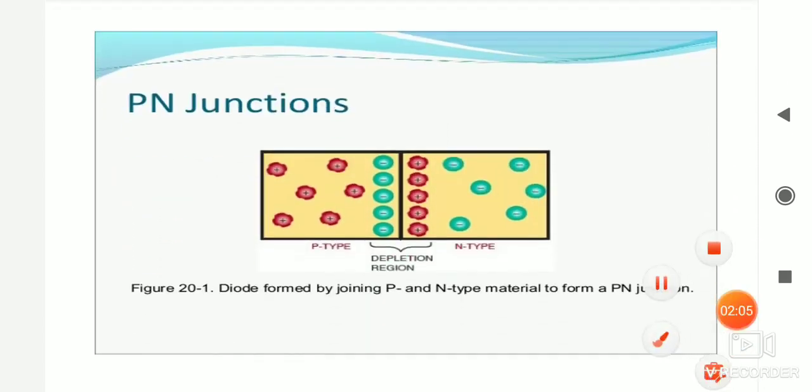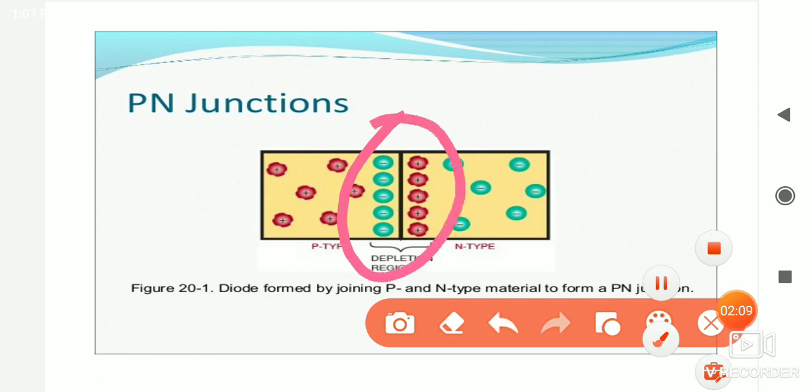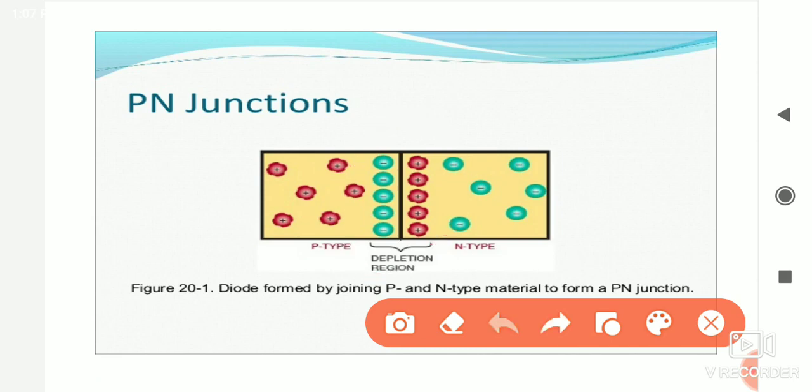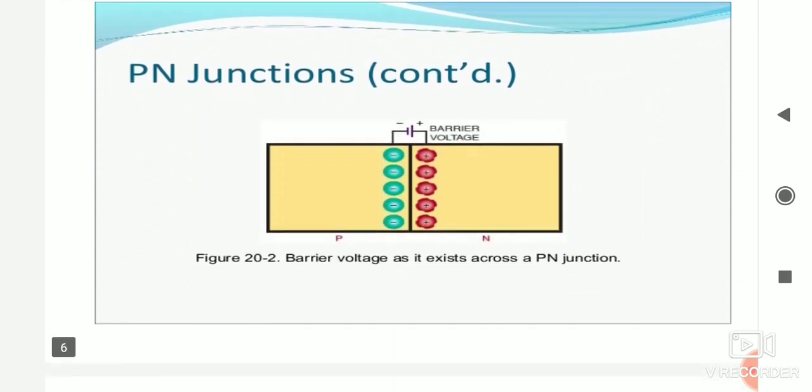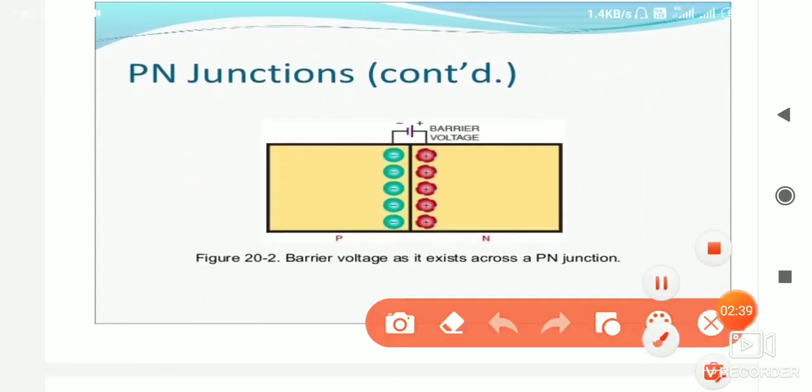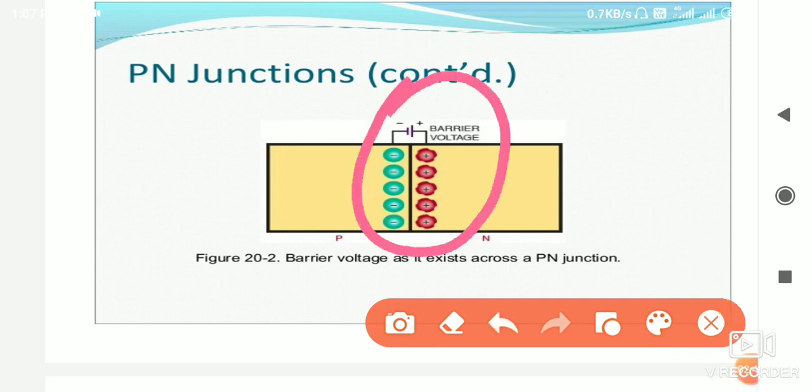Here we can see the depletion layer. How is it created when n-type material and p-type material are combined? Electrons from the n-type and holes from the p-type recombine with each other, and immobile ions are generated at the junction, and as a result the depletion region is created. The depletion region is also known as the barrier voltage, because one side has positive charge and the other side has negative charge, so a voltage is generated, and this voltage is known as the barrier voltage.